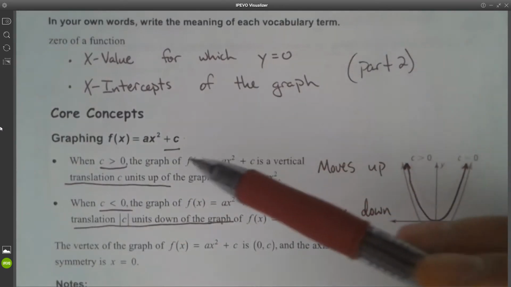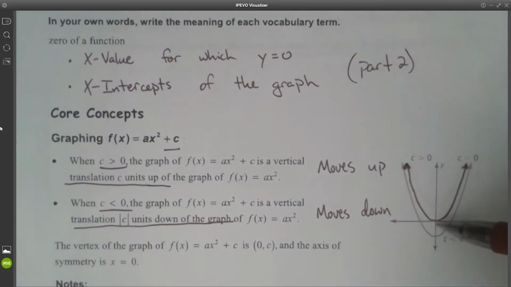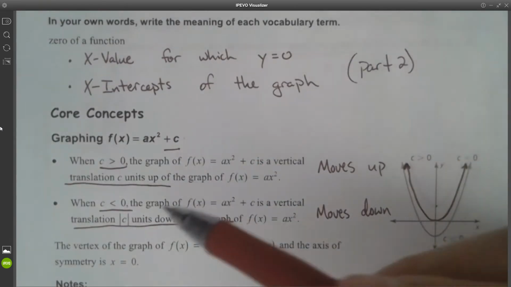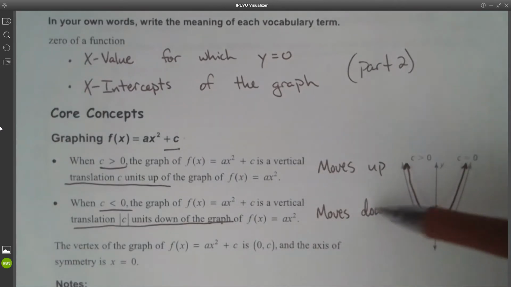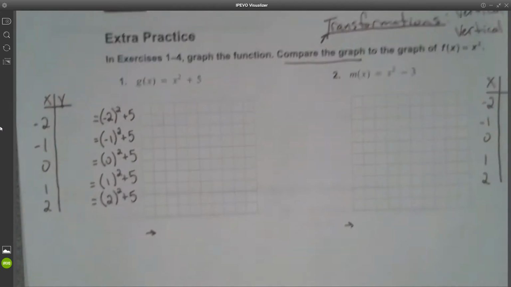So if c is greater than 0 or positive, that's a translation up, and it just moves our parabola up however many units c is. If c is negative or less than 0, it's a translation down of that parabola. So let's see what that looks like.